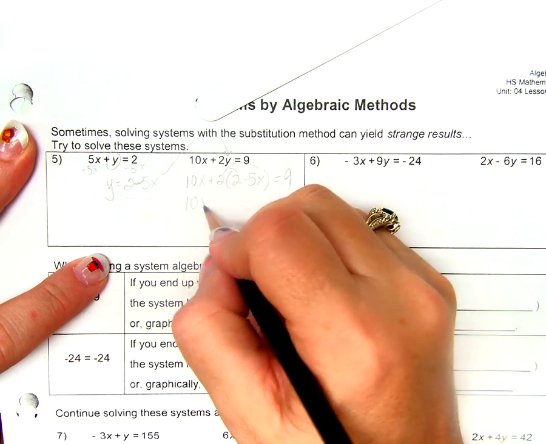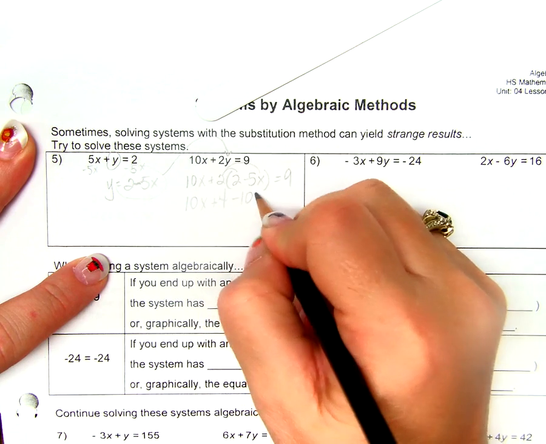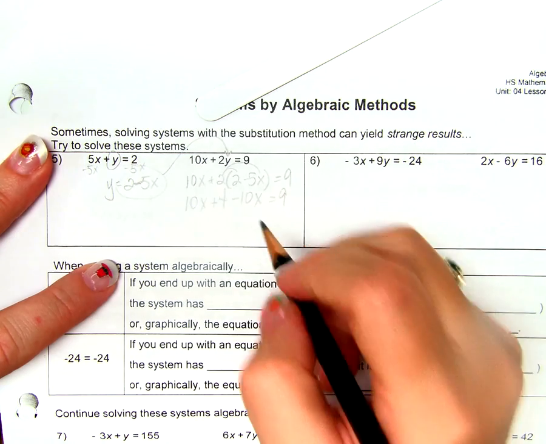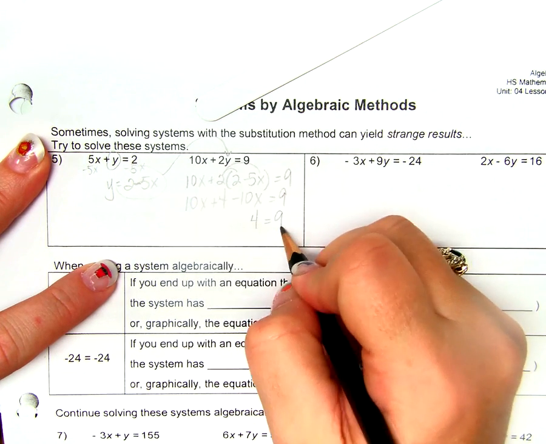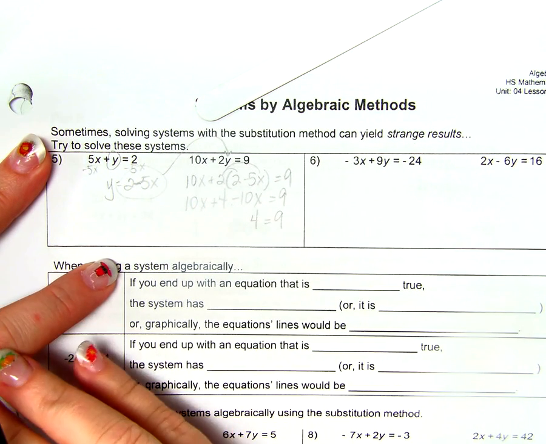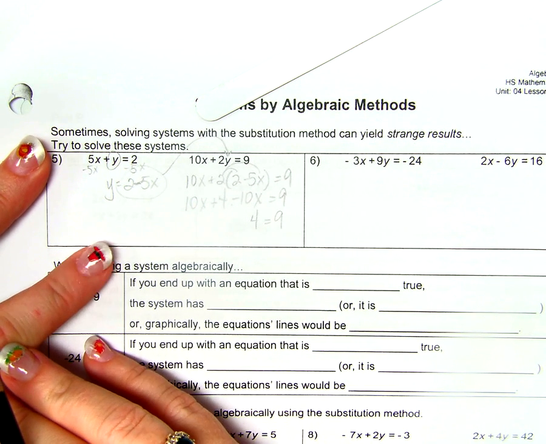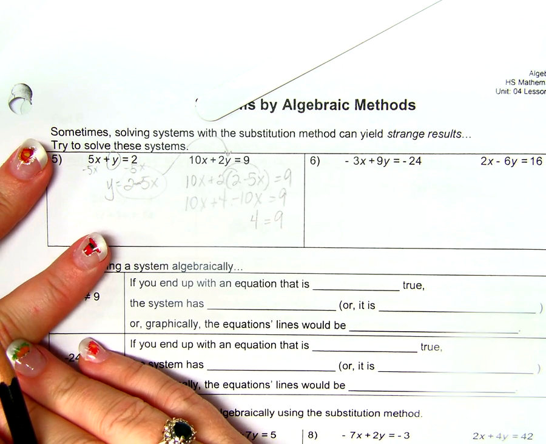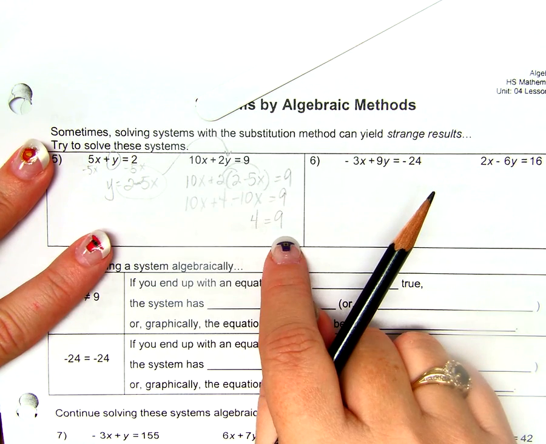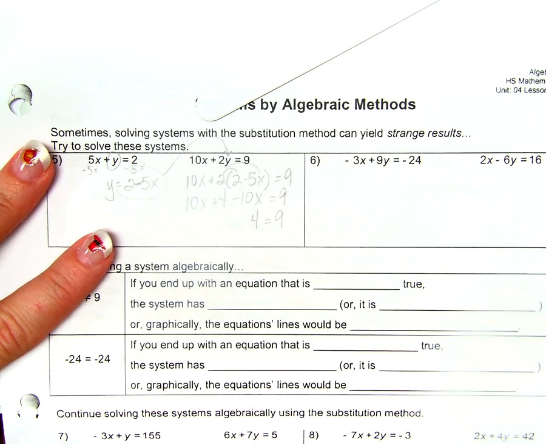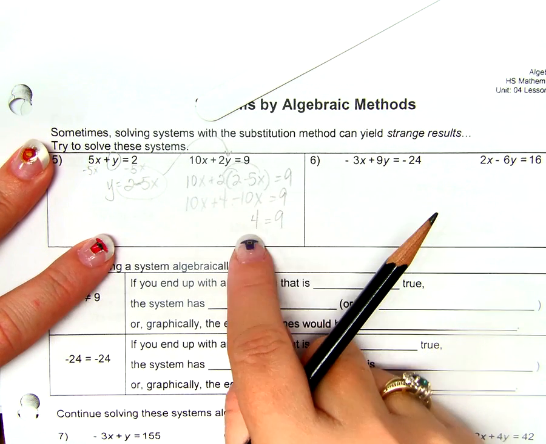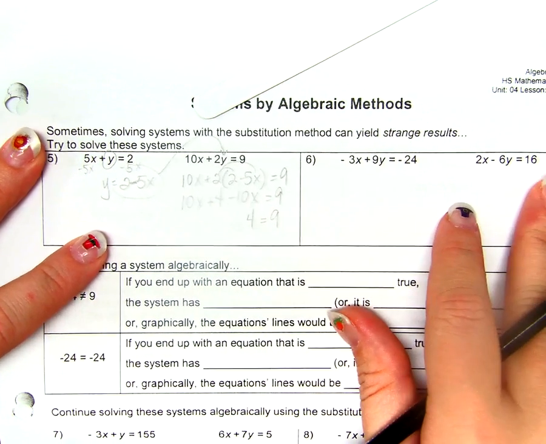Distribute. 10x plus 4 minus 10x equals 9. 4 equals 9. 10x minus 10x is 0. Ooh, what did I do? Did I do anything wrong? Does 4 equal 9? So something's wrong. Did we do anything wrong solving this equation? Does 4 ever equal 9? Okay, we'll come back to it in just a second.